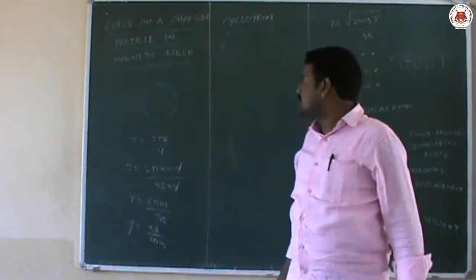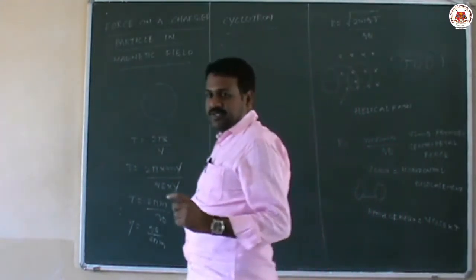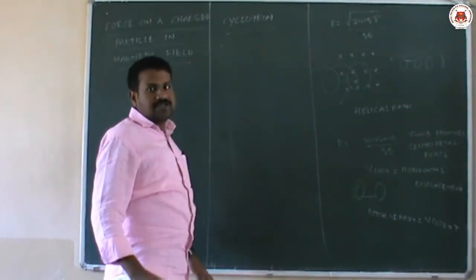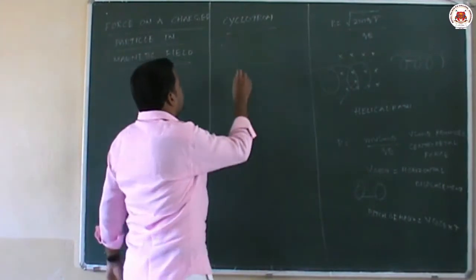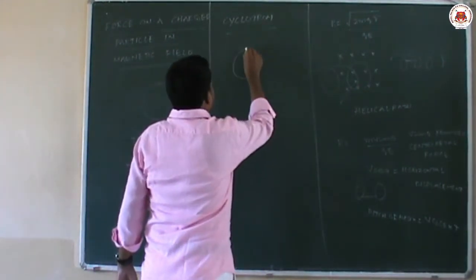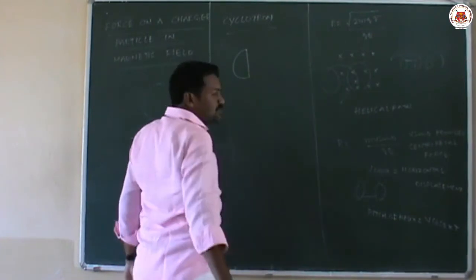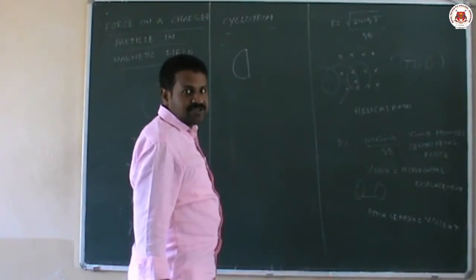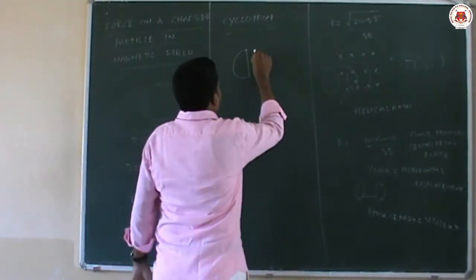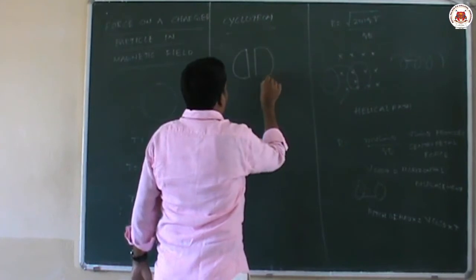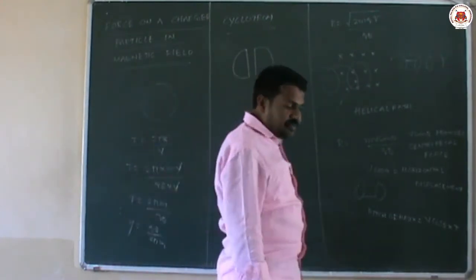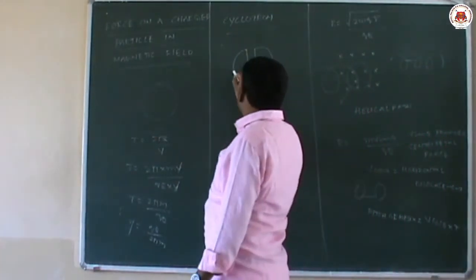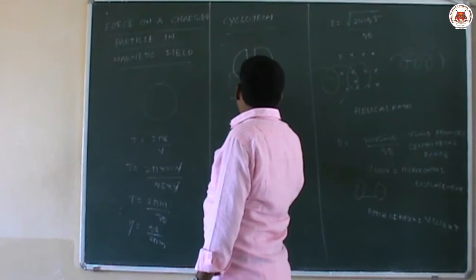So, how does it accelerate the charged particles, and what is the description of the cyclotron? A cyclotron consists of two hollow hemispherical structures called dees, with a certain gap in between them. And these are connected to an alternating source of current.